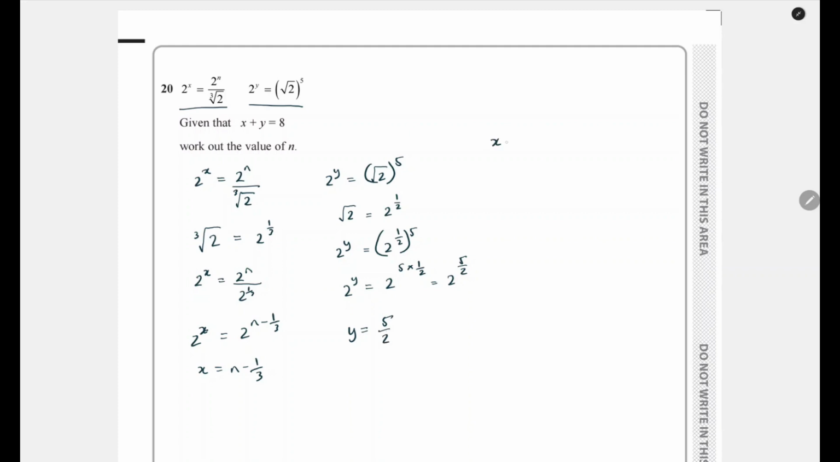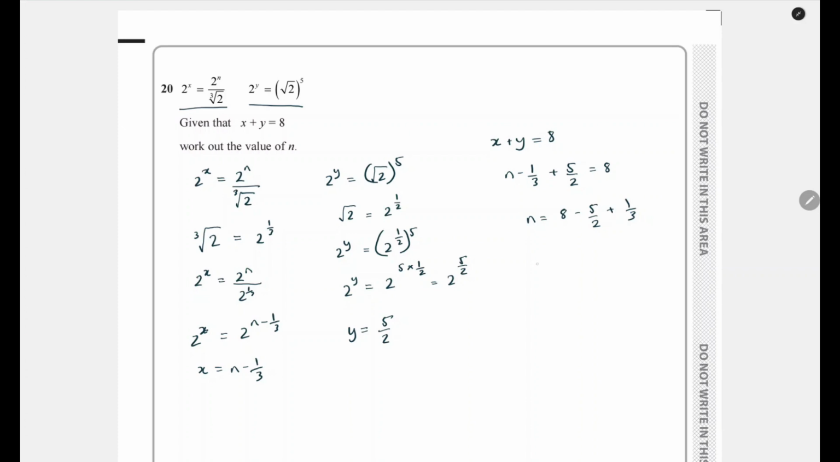The question tells us that x plus y is equal to 8. We know that x is n minus 1/3, and that y is 5 over 2, and that equals 8. If we rearrange this equation to make n the subject, we have n is equal to 8 minus 5 over 2 plus 1/3. Now, to add these together, we need to make sure that the denominator is the same.